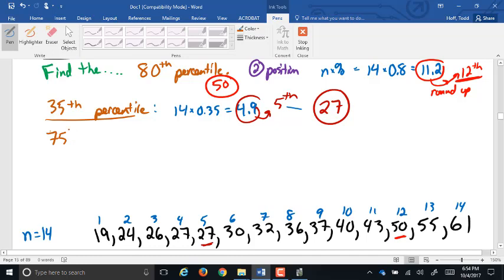In your notes, I'm going to have you find the 75th percentile and the 50th percentile. We'll talk about those in just a second. I'll give you a minute to find them.